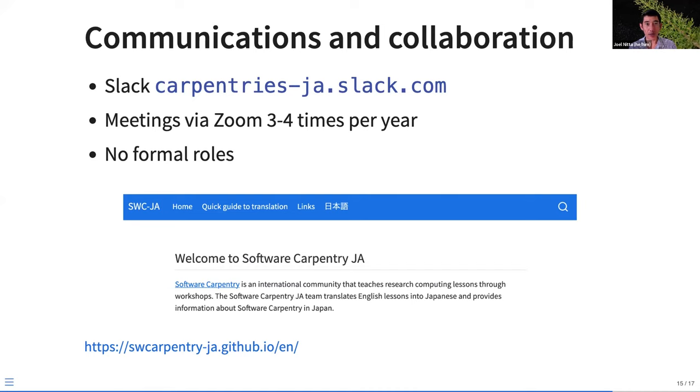So we mostly communicate via Slack. We also have meetings on Zoom every few months. One thing is that our organization is completely grassroots and kind of organically assembled, so we never really had any formal roles decided, which I don't think is necessarily a good thing, and we would like to change that going forward. But we're a really small group, and for better or worse, we've been able to do things this way so far.